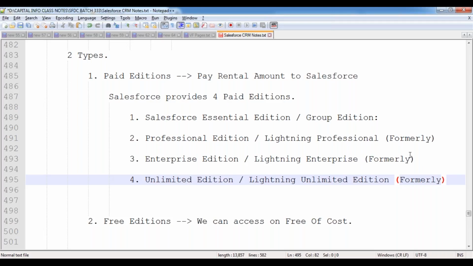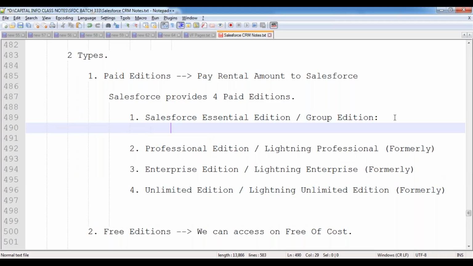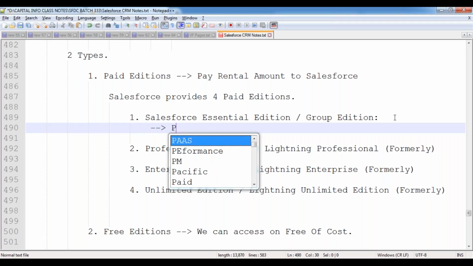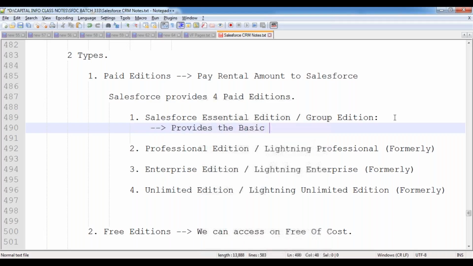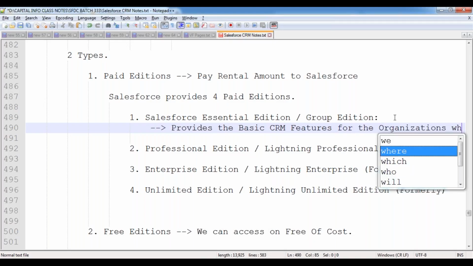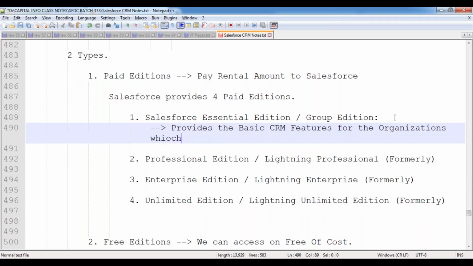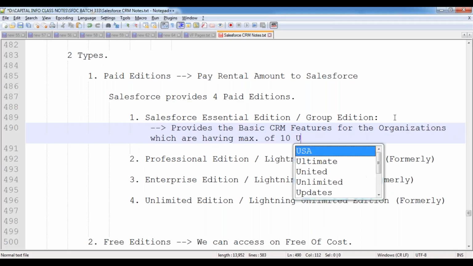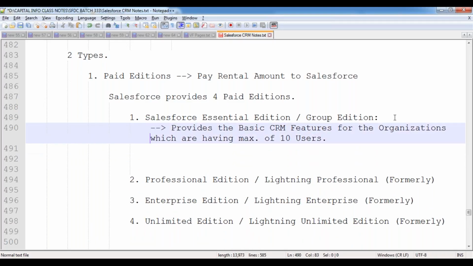Now, the first one, Salesforce Essential Edition. As part of this edition, it provides the basic CRM functionalities. It provides the basic CRM features for organizations which have a maximum of 10 users.